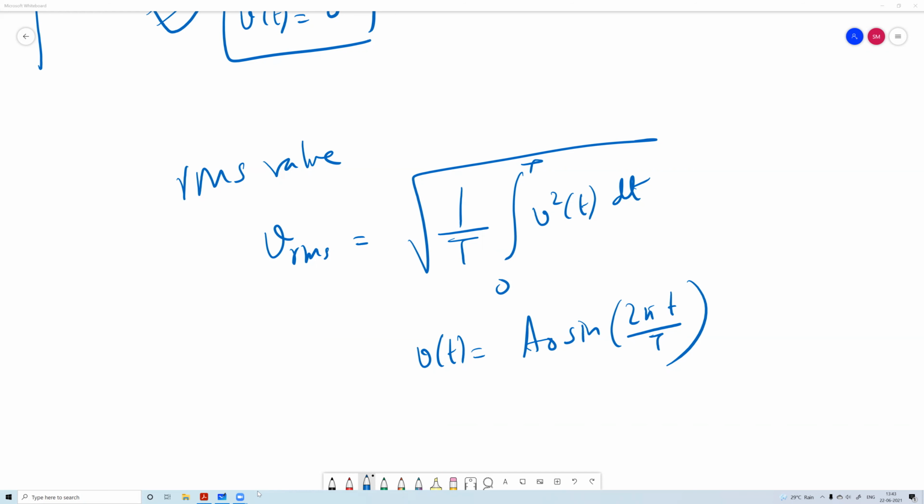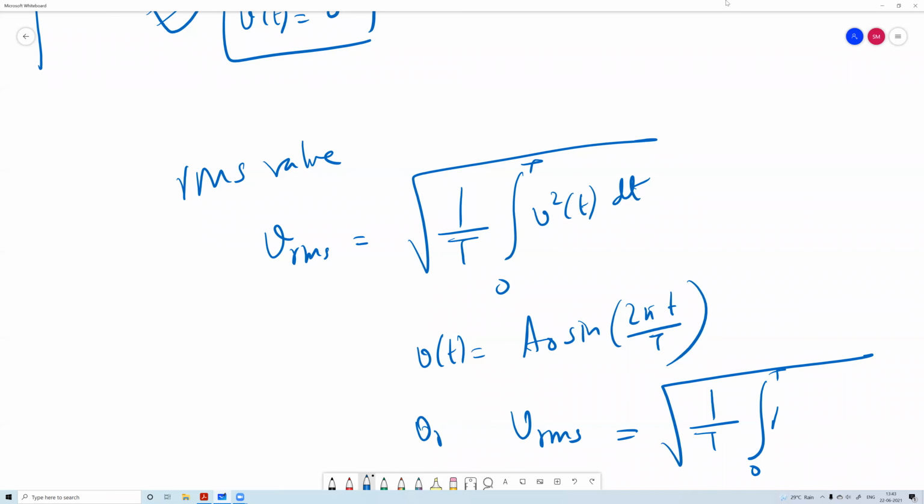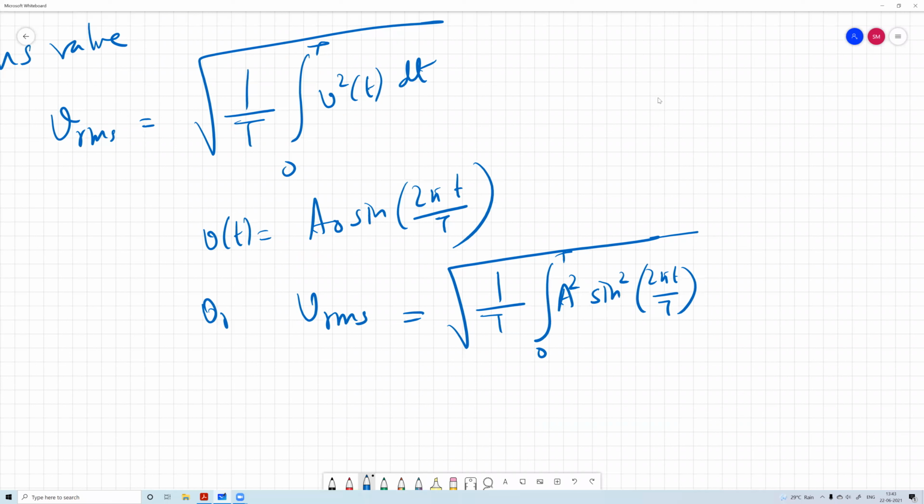Did you find what would be the RMS? Just put simply, use this formula, 1 by T. This would be A square sine square. It's A naught by root 2. Yes, sir. A naught by root 2. Very good. That's the right answer. A naught I can take out of the integral because it will not change.